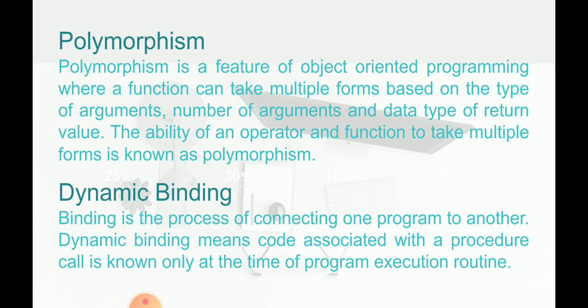And the next concept is dynamic binding. Binding is a process of connecting one program to another, and dynamic binding is the process of linking the procedure call to a specific sequence of code or function at runtime, during the execution of the program. So what is binding? Binding means you are connecting one program to another. In the same way, dynamic means we connect the programs during the execution of the program.